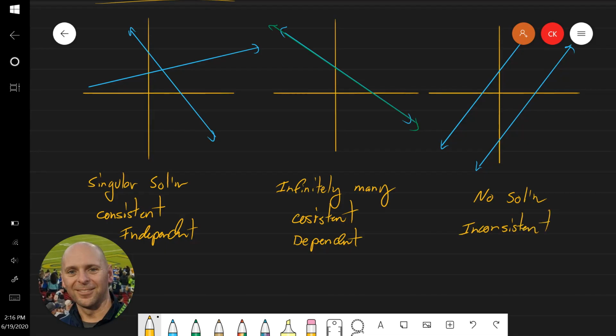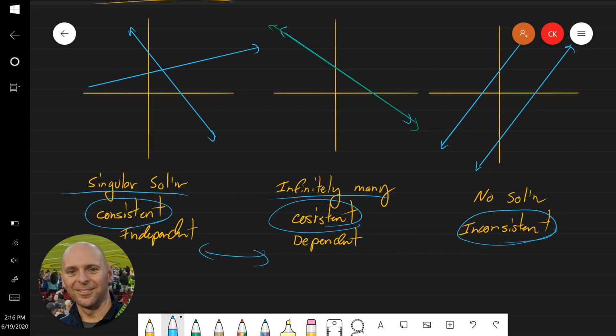So this is really an attempt to try and distinguish between the two situations that we have where we have solutions. So you'll note in each case it's consistent when we have a solution, and when we do not have a solution, it's inconsistent. And then we get this distinction about independent and dependent between the two different types of solutions we get. And this is the way that I remember it.